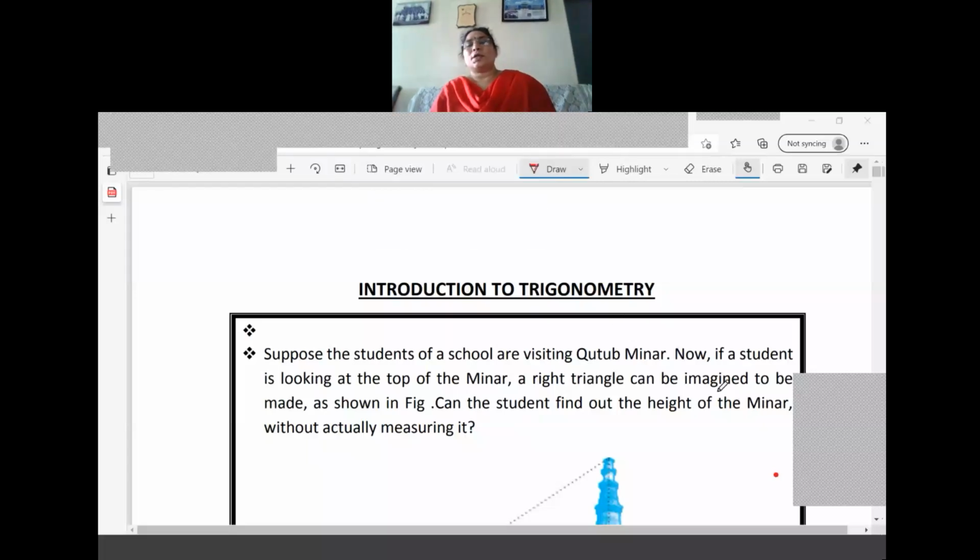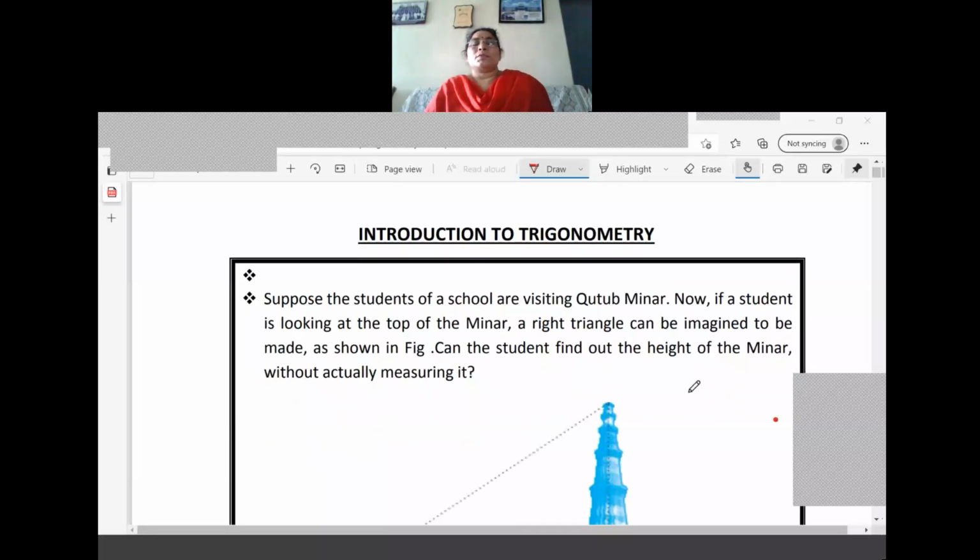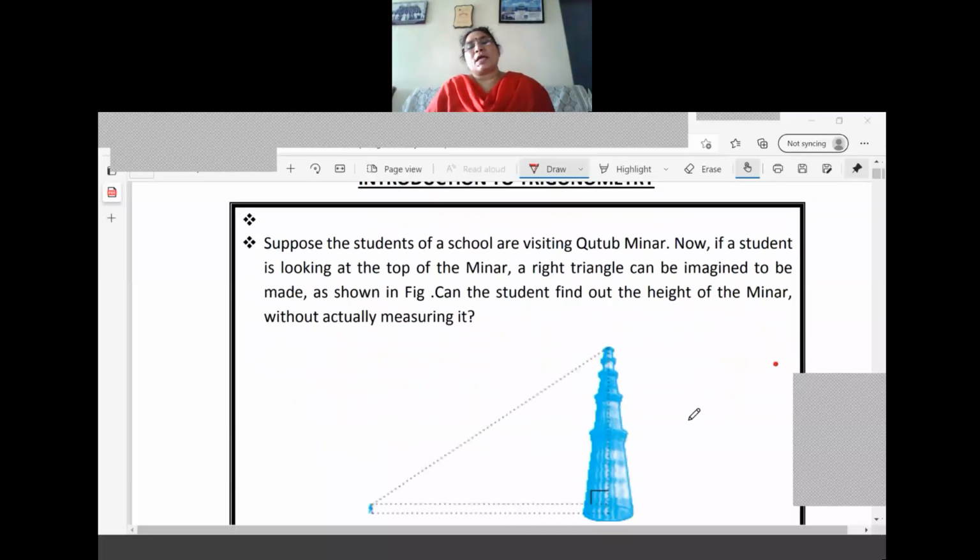So, Chapter 8: Introduction to Trigonometry. Here, first we are going to start with an example. Suppose the students of a school are visiting Qutub Minar. Now, if a student is looking at the top of the Minar, a right triangle can be imagined to be made as shown in the figure.